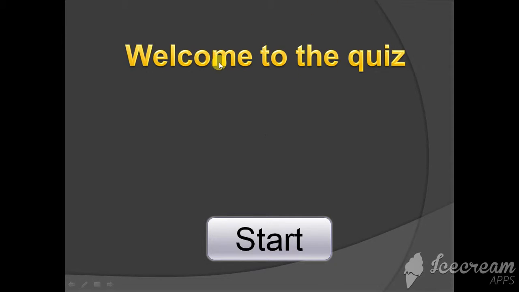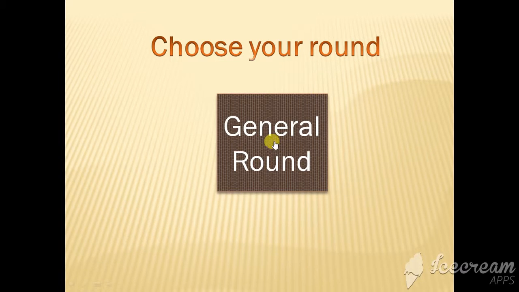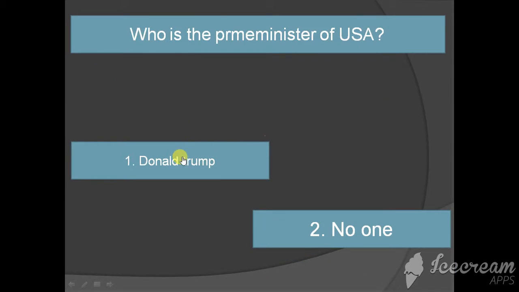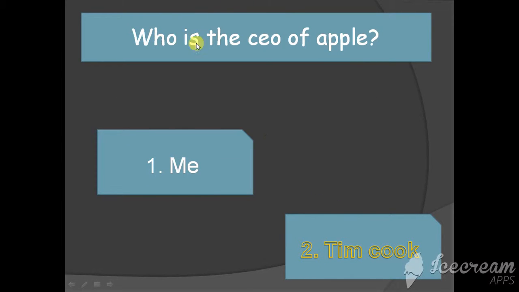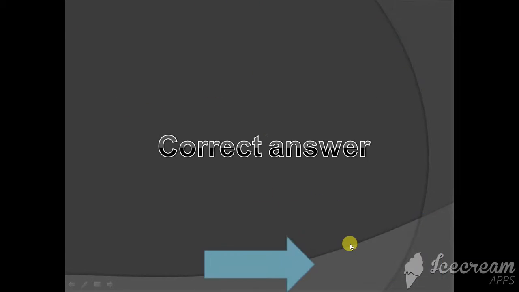So you can simply see the overview. So this is our quiz. We can choose the round. Question number 1, if I choose Donald Trump, it's the wrong answer. If I choose no one, it's the correct answer. So next, question number 2, let's choose who's the CEO of Apple. Tim Cook is the correct answer.